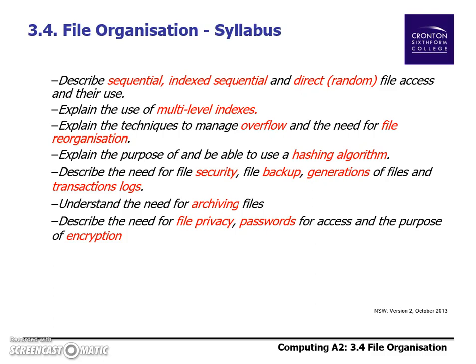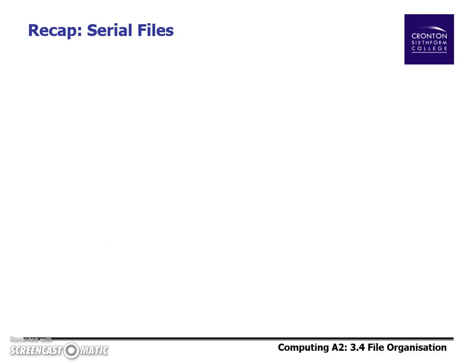purpose and be able to use a hashing algorithm, describe the need for file security, backup, generations of files and transaction logs, understand the need for archiving, and describe the need for file privacy, passwords for access, and the purpose of encryption. So just a recap from AS on serial files and sequential files.